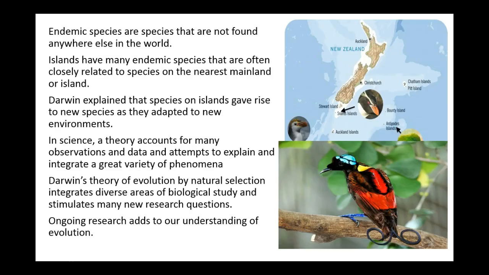And then the last little thing to talk about is the idea of endemic species. These are species that aren't found anywhere else in the world. Generally, isolated areas like islands have endemic species. They are related to species on the mainland, but they have their own evolutionary path as they've come away from the mainland. Darwin, because it was the Galapagos he went to, explained that species on islands give rise to new species because they adapt to that island environment.